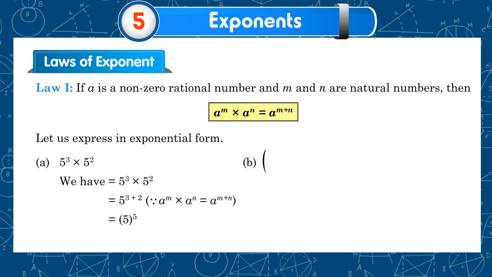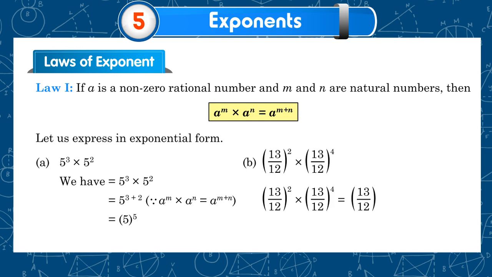B. 13 upon 12 square into 13 upon 12 whole raised to the power 4 equal to 13 upon 12 whole raised to the power 2 plus 4 equal to 13 upon 12 whole raised to the power 6.